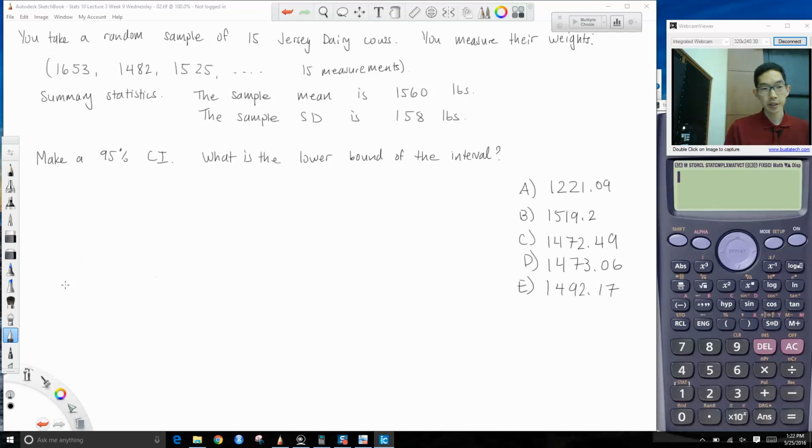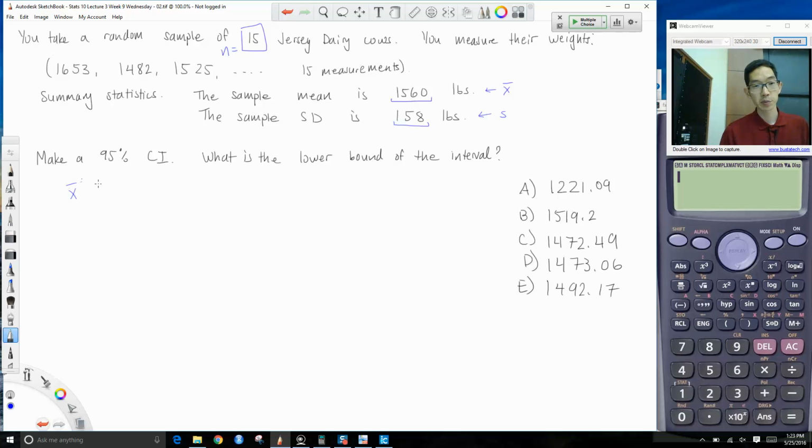All right, and so to solve this problem, let's identify what we have. We have 15. This is our sample size n. N is going to be 15. The sample mean is 1560. So this is my x bar. And the sample standard deviation of 158, this is my s.